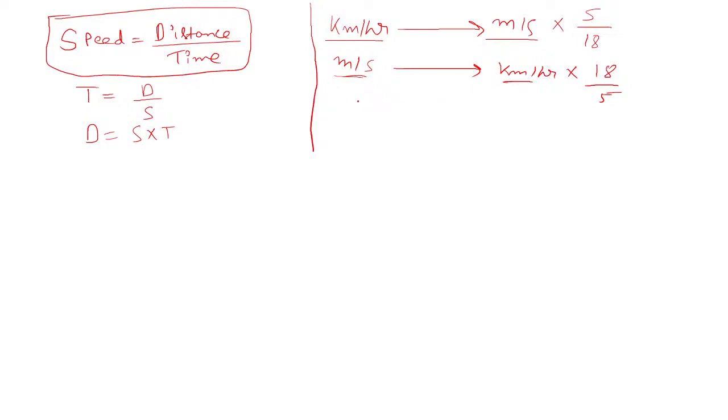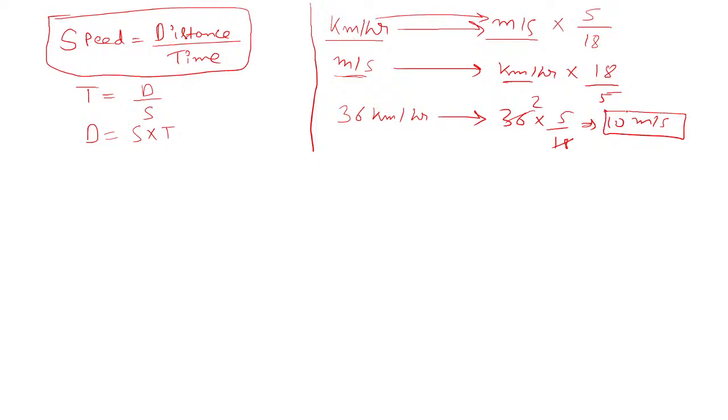Now let us take an example. Suppose it is 36 kilometer per hour, and we have to convert it into meter per second. Kilometer per hour to meter per second, we multiply by 5 by 18. So 36 into 5 by 18, 18 2s are 36, we will get 10 meter per second.